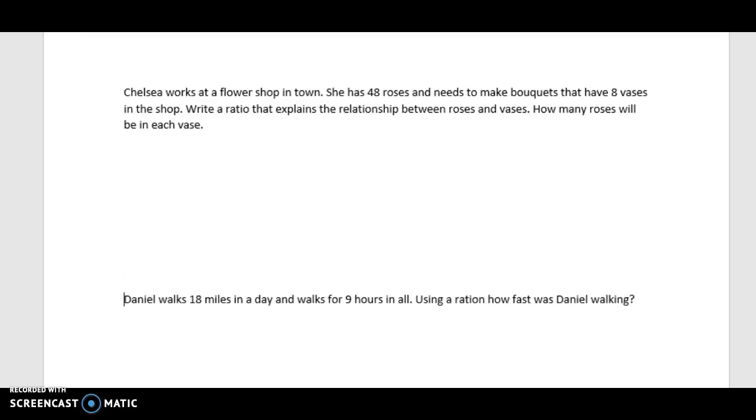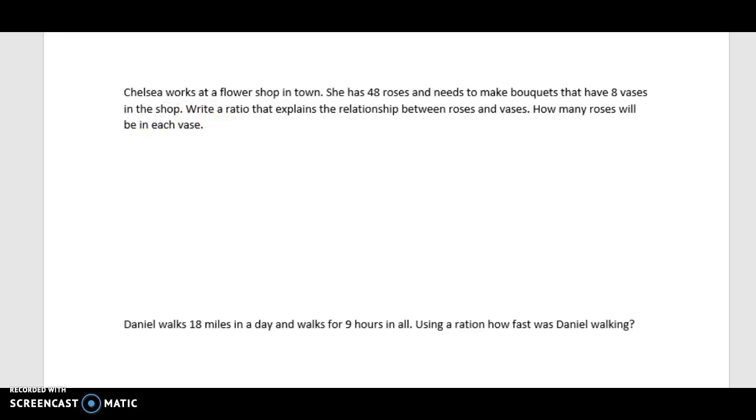So let's give ourselves a little bit more space to work here. And so we know from that first line that we have 48 roses. And we know that we also have 8 vases. Let's add roses here. And the ratio that explains the relationship between roses and vases. So we want to know how many roses will be in each vase.